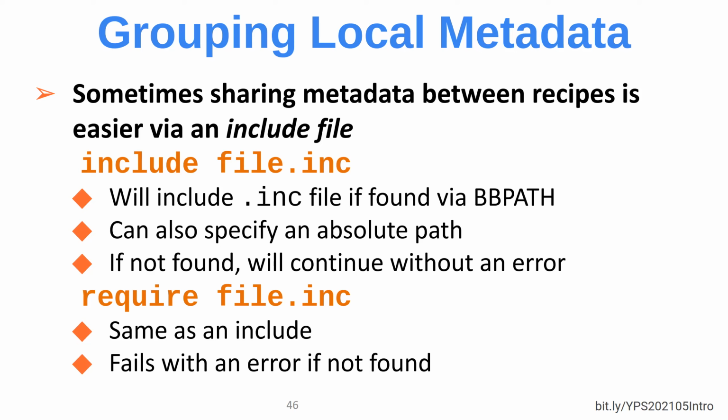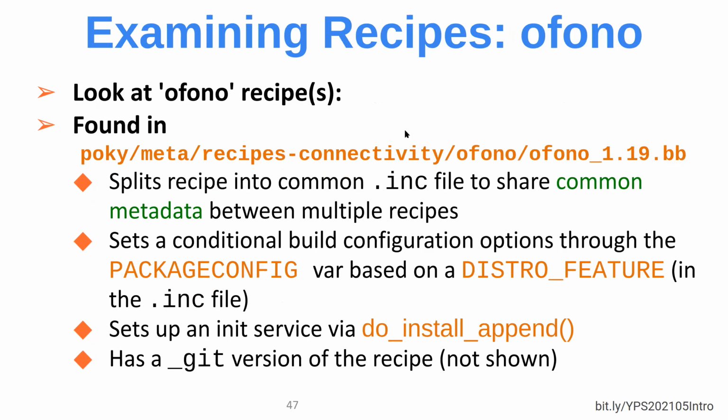It's worth mentioning that classes are listed in the layer index. So actually, if you could pull up the layer index, Tom, you'll see that layers, recipes, machines, which are BSPs, classes, and distros are all listed there. And I apologize for background noise. There's somebody with a leaf blower outside my window. Of course.